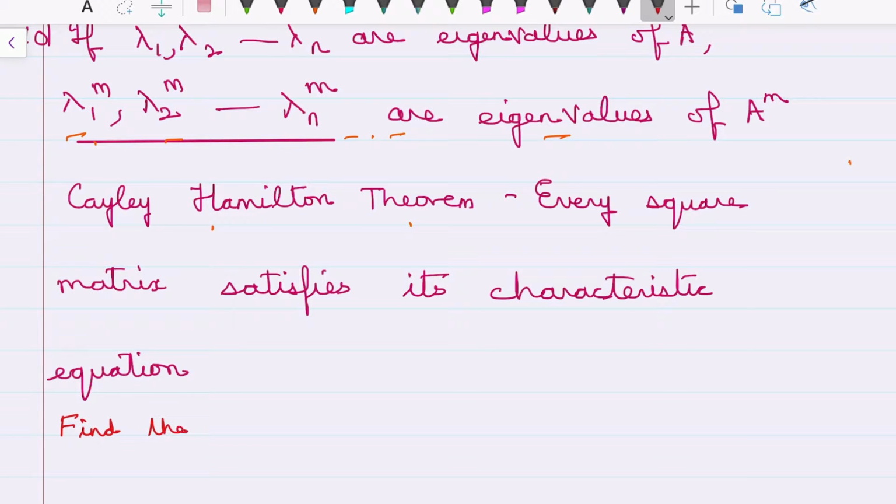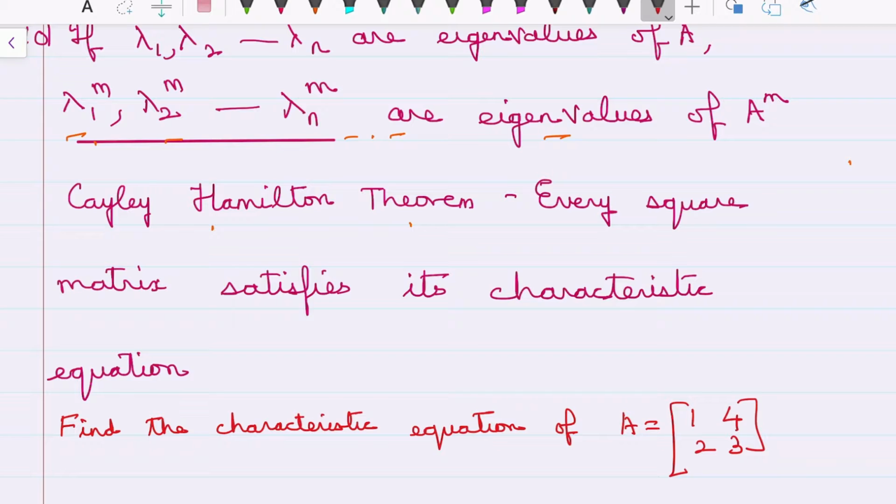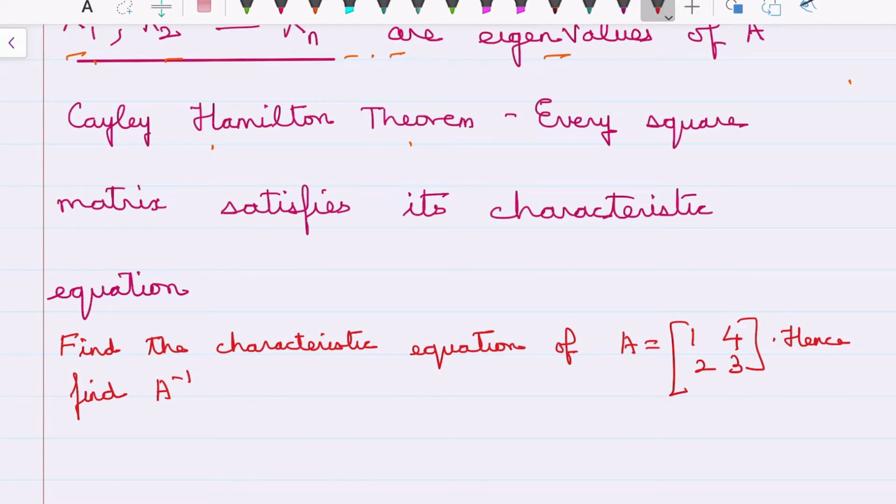Find the characteristic equation of A equal to [1, 4; 2, 3], and hence find A inverse. We know that there are multiple methods to find the A inverse, but here we will find the characteristic equation first. So first we will write determinant of A minus lambda I equal to 0. That's how we find the characteristic equation of A.